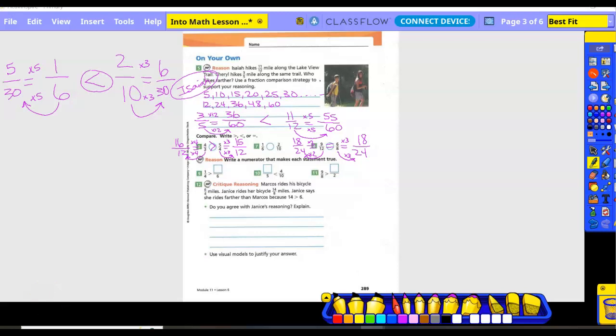Alright, so on these next ones, they want us to put a numerator in there that makes the statement true. But first of all, we have to get a common denominator. So what would be our least common multiple of 4 and 6? So if I list my multiples, 4, 8, 12. If I did 6, 6, 12. So what is it? 12, right? Yeah.